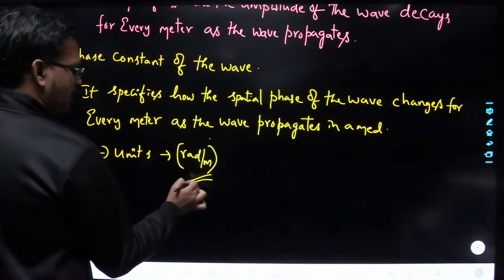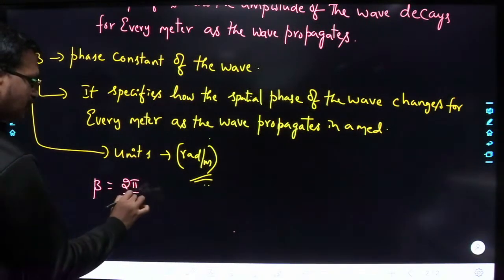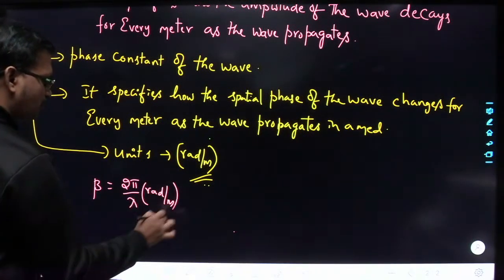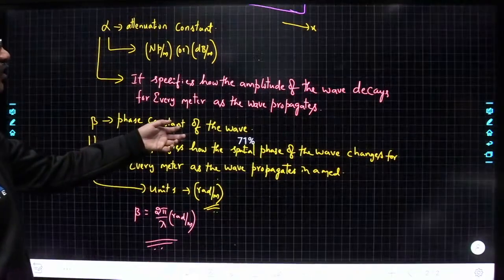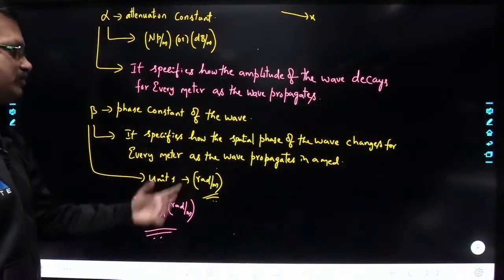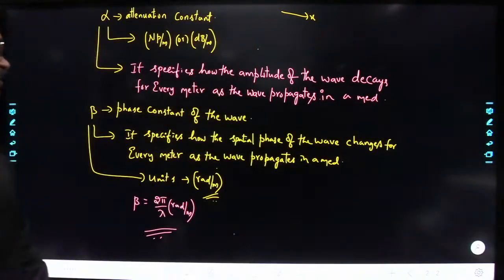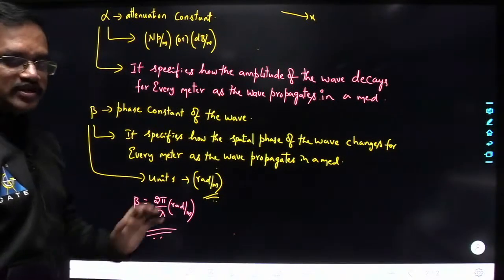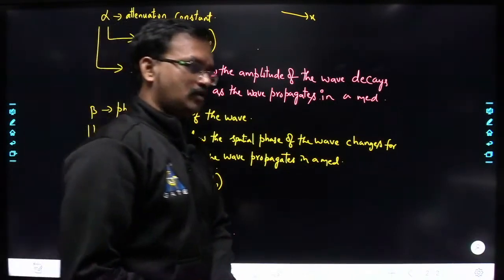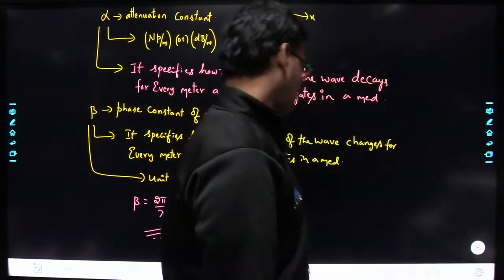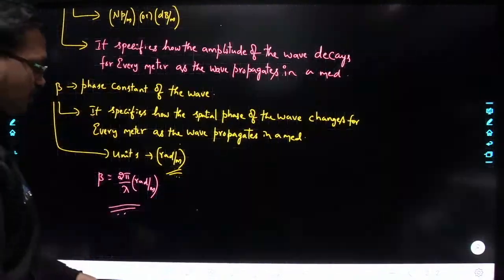I have already discussed everything about beta. Beta is equal to 2 pi by lambda, radian per meter. So about beta we have already discussed. Here the new term is alpha. Alpha represents the attenuation constant. It specifies how the amplitude of the wave decays for every meter as the wave propagates. Similarly, beta is called the phase constant of the wave. It specifies how the spatial phase of the wave changes for every meter as the wave propagates in a medium. Okay, so this is about alpha and beta.